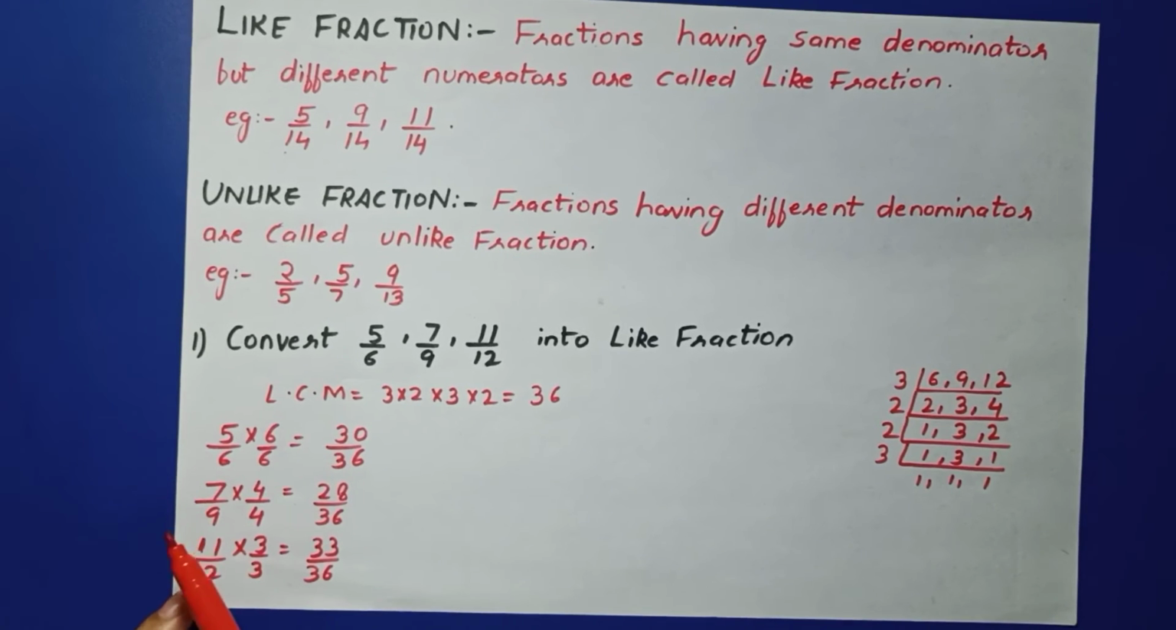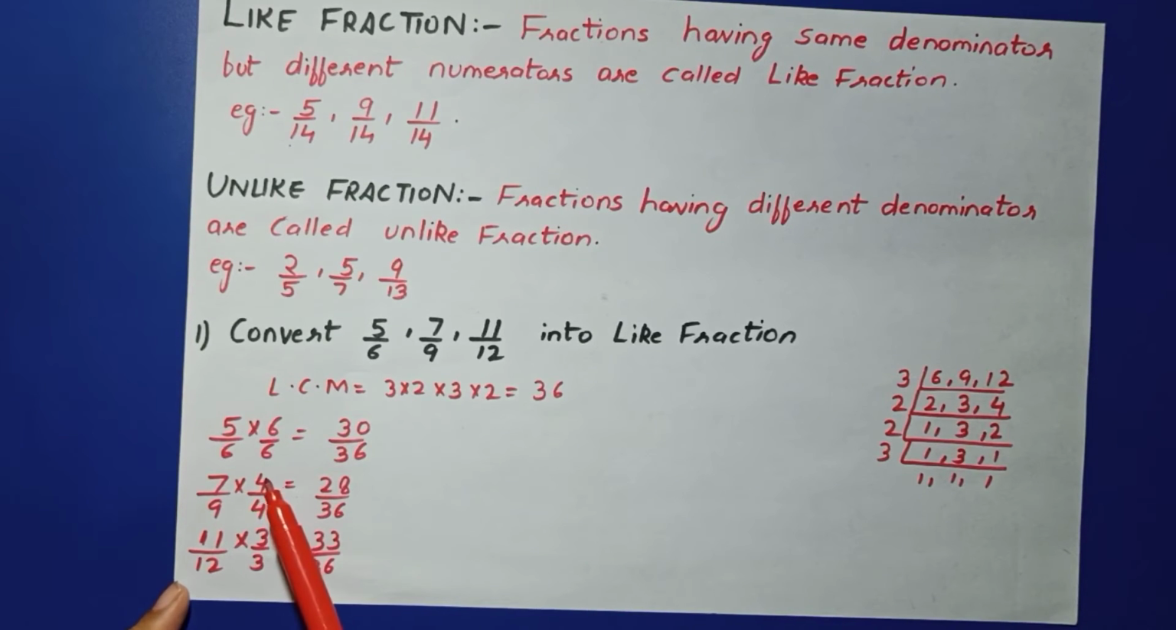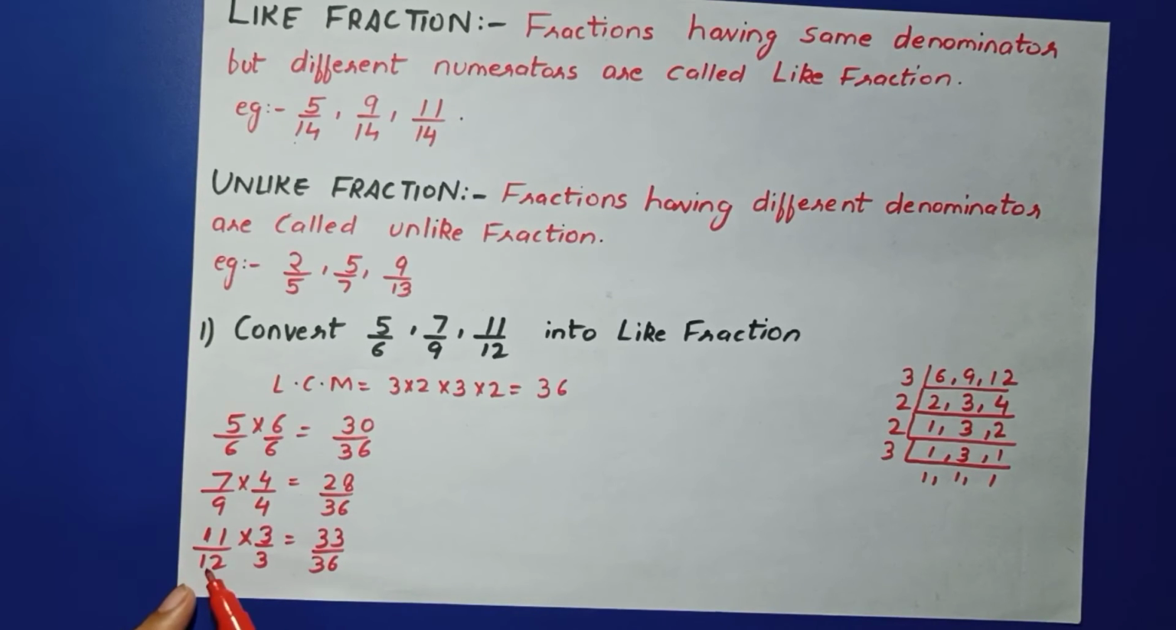7 upon 9. By which number will we multiply 9 such that it becomes 36? We'll multiply by 4. 9 4s are 36, and in the numerator also we have to multiply by 4. We can't multiply 4 only with the denominator, it would be wrong. The number will wholly change. But if we multiply the numerator and denominator, then the number remains same. So 7 4s are 28 and 9 4s are 36. Now 11 upon 12. By which number do we multiply 12 such that it becomes 36? 3. So we'll multiply in the numerator as well as the denominator. 12 3s are 36, 11 3s are 33.